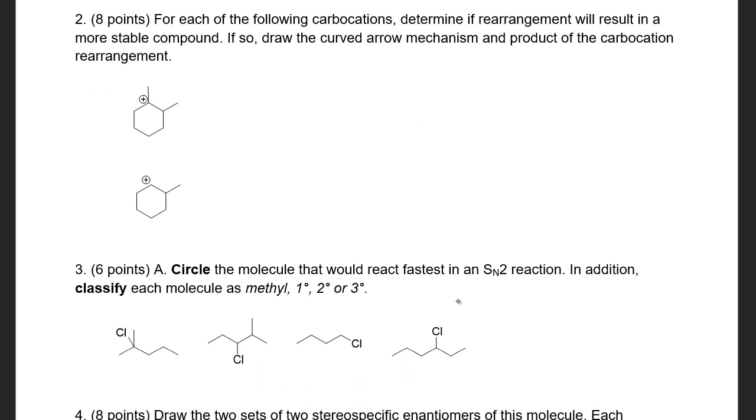For the next problem, for each of the following carbocations, determine if rearrangements will result in a more stable compound. Here we have already a tertiary carbocation, so rearrangement will not happen. So nothing needs to be done for this. Here, rearrangement can happen, so we can do a 1,2 hydride shift to transform this from a secondary to a tertiary carbocation intermediate. So after that arrow pushing mechanism, that gets us to cyclohexane with our methyl group there and a positive charge on that carbon.